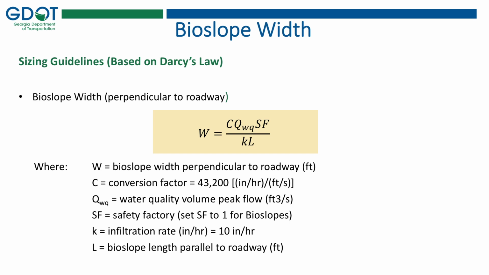This equation calculates the necessary bioslope width by dividing the product of the water quality volume peak flow rate, a safety factor, typically 1 for bioslopes, and a conversion factor of 43,200 inches per hour, by the product of the infiltration rate and the bioslope length parallel to the roadway. A minimum bioslope width of 2 feet measured perpendicular to the roadway is generally used for constructability and to facilitate the overall success and long-term operation of the BMP.